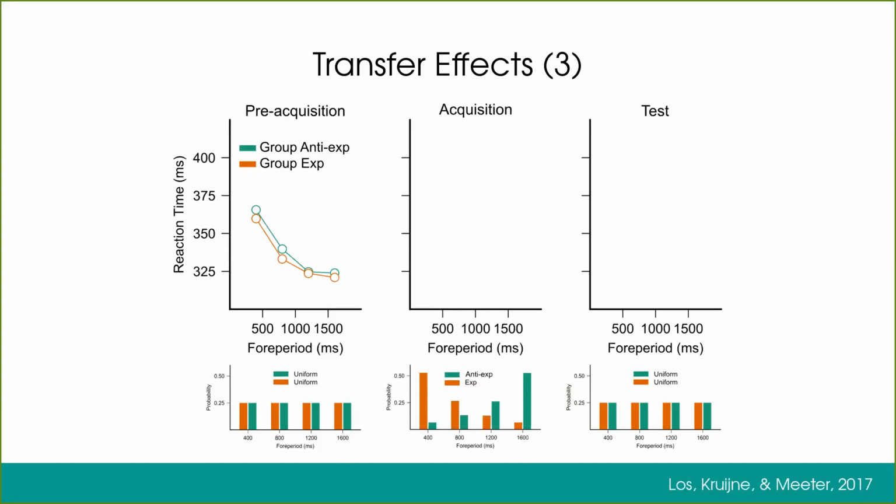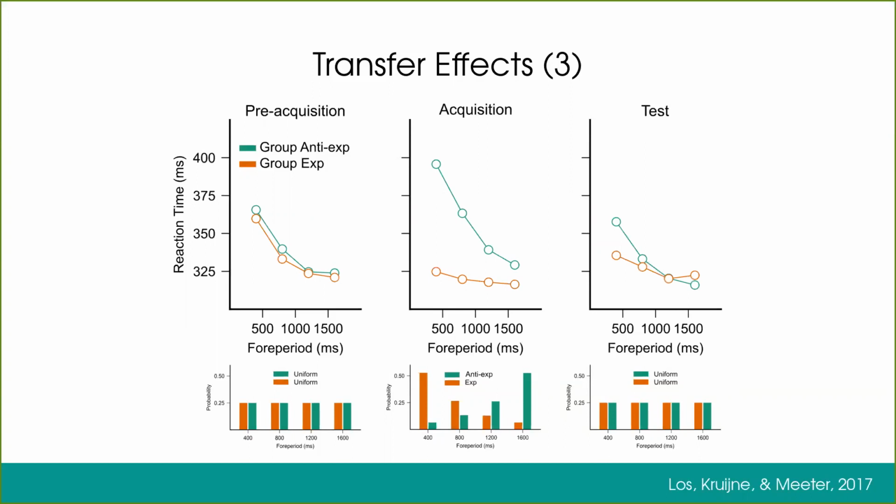In the subsequent acquisition phase, the exponential group completed blocks with a higher proportion of short foreperiods, as displayed in orange, whereas the anti-exponential group completed blocks with a higher proportion of long foreperiods, as displayed in green. This resulted in a typical diverging distribution modulation for each group. No surprises so far. Crucially, in the test phase, both groups receive again the exact same uniform distribution.